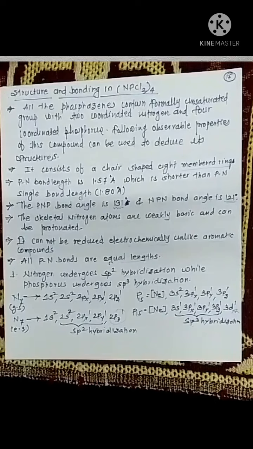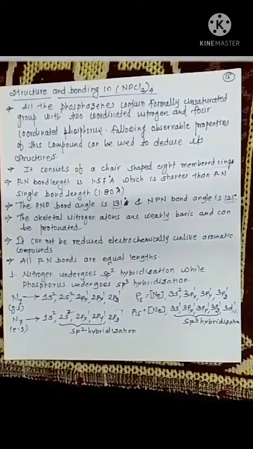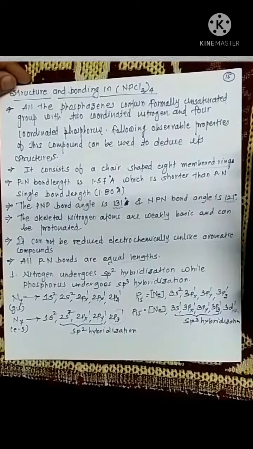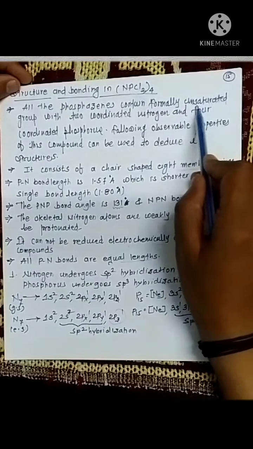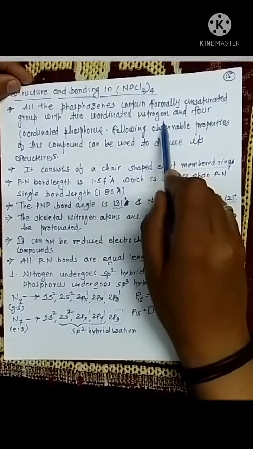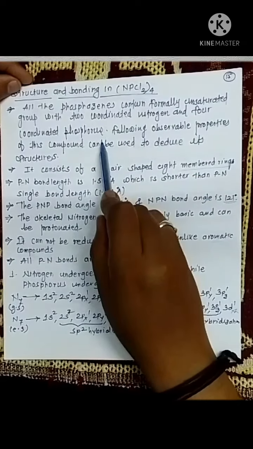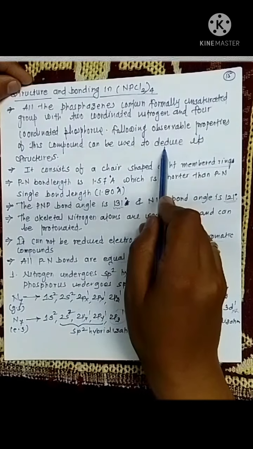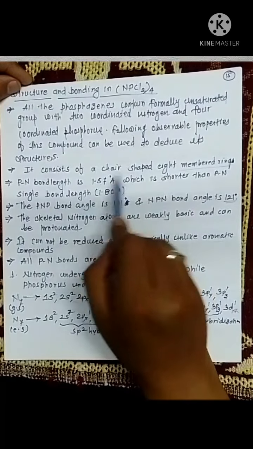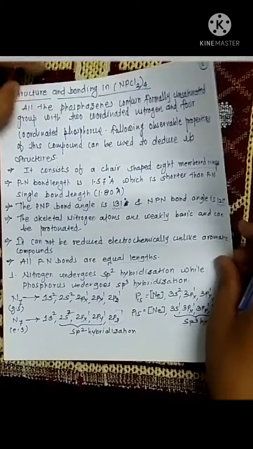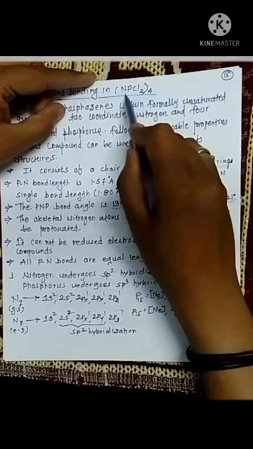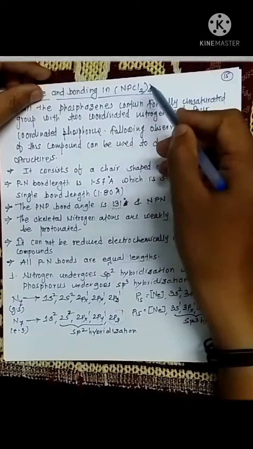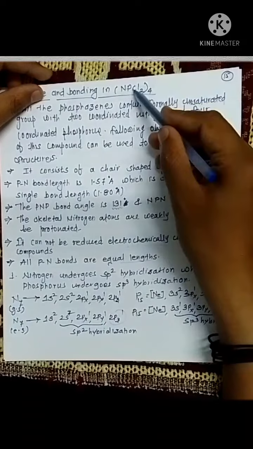So now we are going to see structure and bonding in the N4P4Cl8 unit. All phosphazenes contain a formally unsaturated group with 2 coordinated nitrogen and 4 coordinated phosphorus. The following observable properties of this compound can be used to deduce its structure. It consists of a chair-shaped 8-membered ring. Basically this compound has 4 nitrogen and 4 phosphorus, because of that it has a chair-shaped 8-membered ring structure.